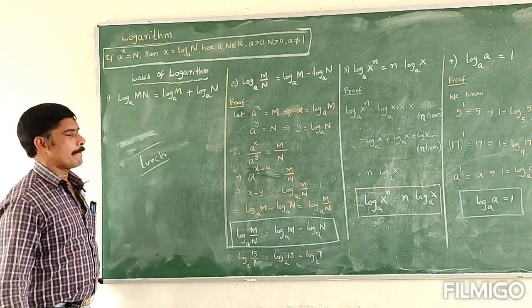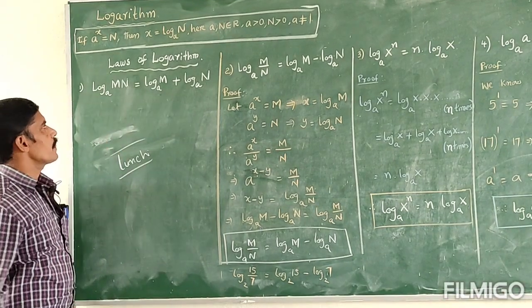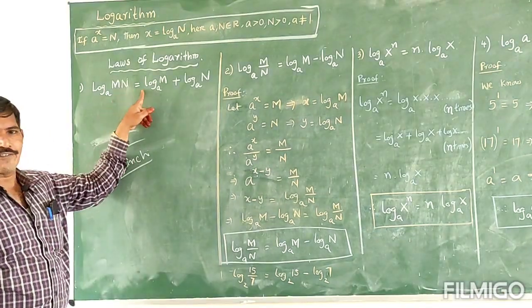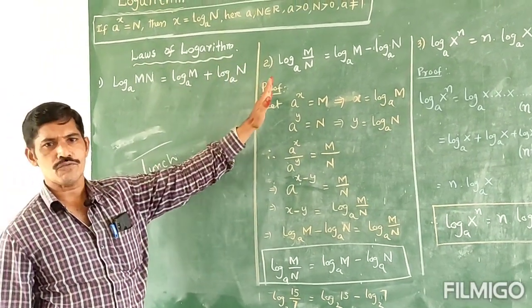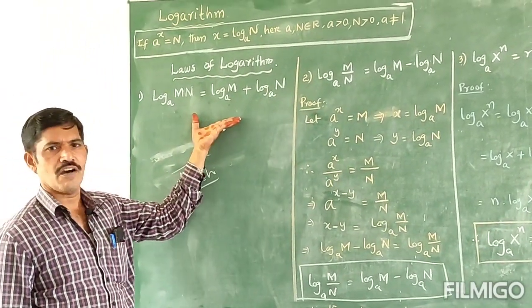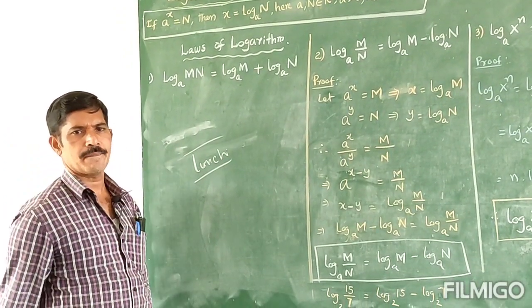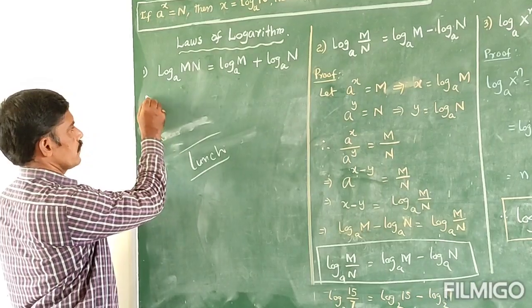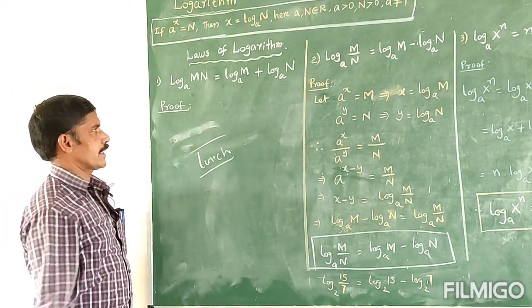Come to the first law of the logarithm. Logarithm of mn to the base a is equal to logarithm of m to the base a plus logarithm of n to the base a. This is the first law of logarithm. Now we are going to prove this property. Look at the blackboard. Observe what I am writing.